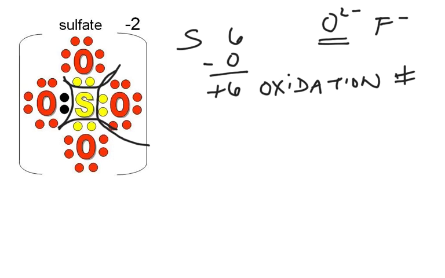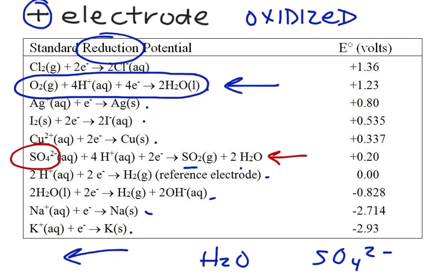And that cannot go any higher because it only has 6 electrons. So that's the largest oxidation state it can have. Remember that the largest oxidation state of every atom is the column that it's in, the number of valence electrons it has. So this is the highest, so the sulfate cannot get oxidized. So on our chart we will never find anything with sulfate on the right hand side because sulfate cannot get oxidized. So at the positive electrode it has to be water turning into oxygen and hydrogens.